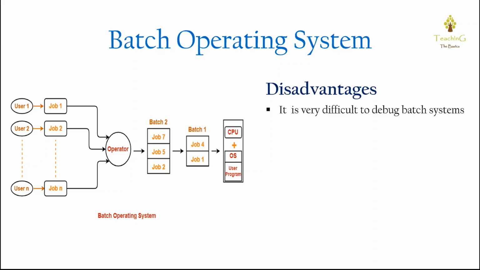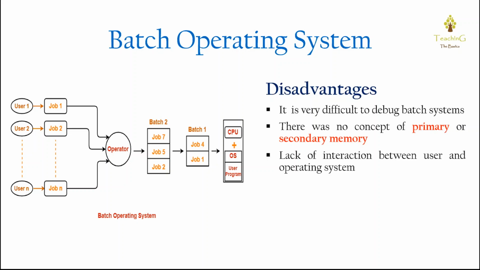So what are the disadvantages? It is very difficult to debug batch systems. There was no concept of primary and secondary. Actually, this batch operating system is an old concept. Okay, so when the batch operating system was developed, at that time, the concept of primary and secondary memory was not present.